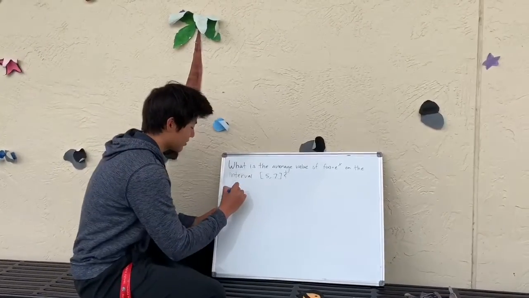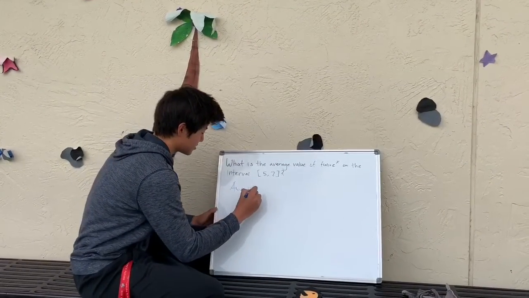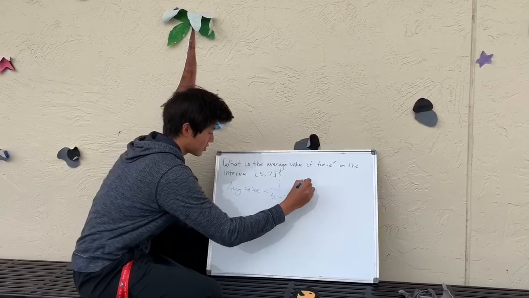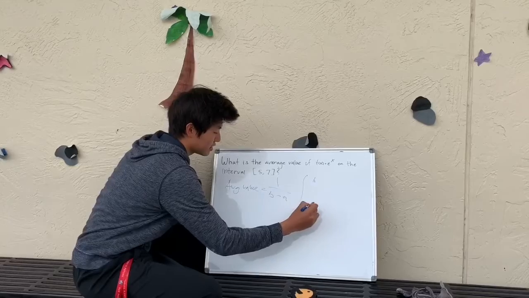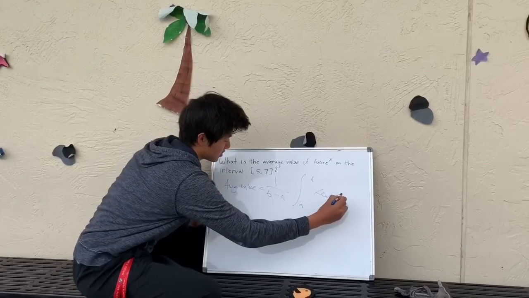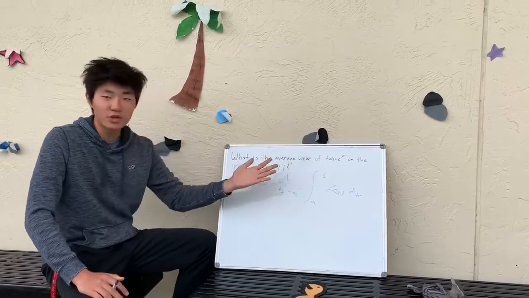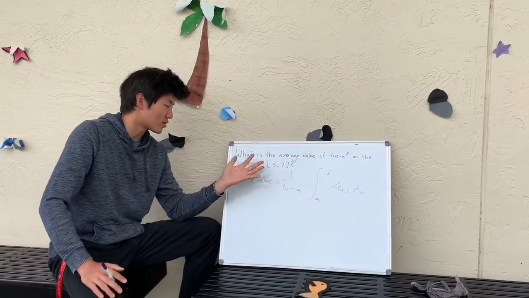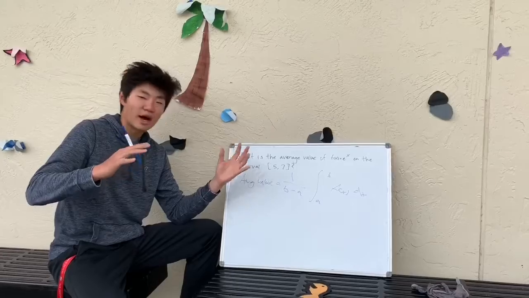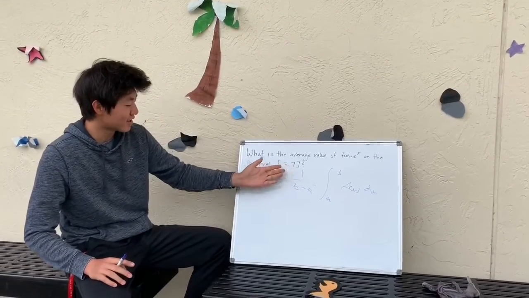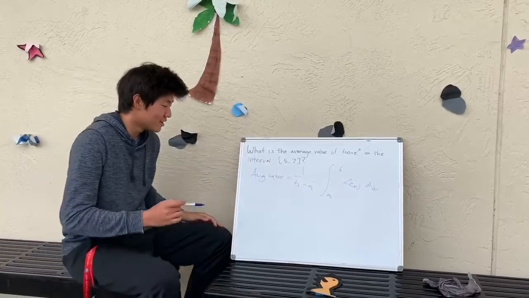We know the formula for average value is 1 over b minus a, times the integral from a to b of f of x. So what does b and a stand for? B and a are the two bounds of the interval. So we know that b is 7 and a is 5.